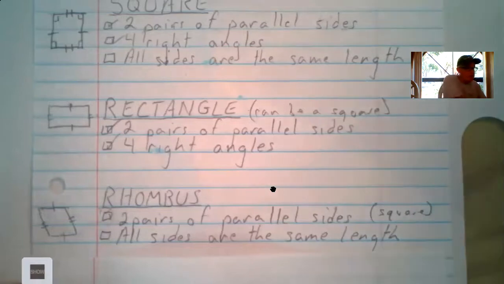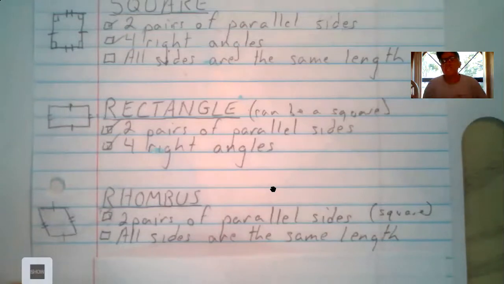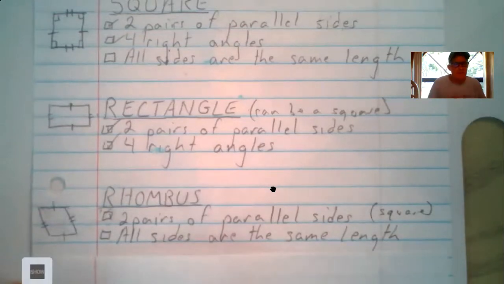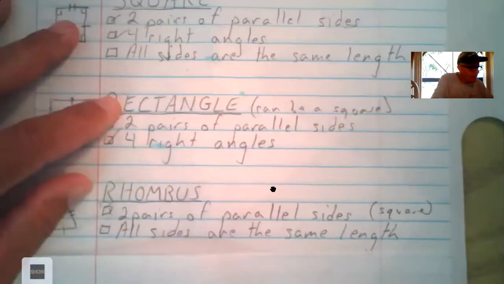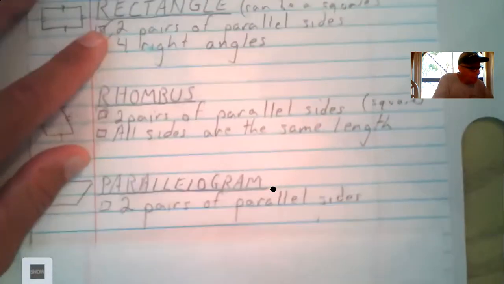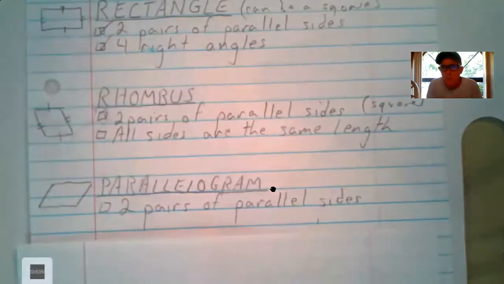If these were all right angles, wouldn't they still have 2 pairs of parallel sides and all sides are the same length? Yes, but it doesn't care. This is definitely a loosey-goosey type quadrilateral. Now the loosiest, goosiest, the rebel, the black sheep of the quadrilaterals is called a parallelogram. It really doesn't care about anything but itself. All a parallelogram has to have is 2 pairs of parallel sides. That's it. 2 pairs of parallel sides.